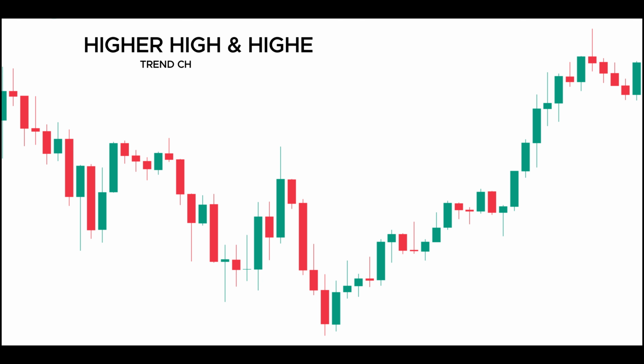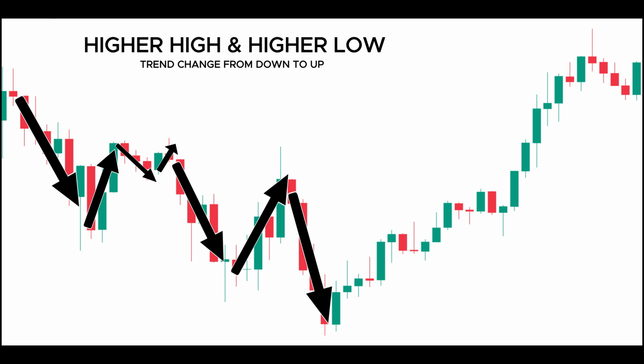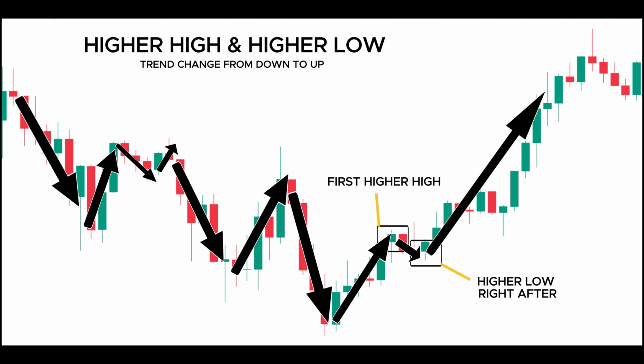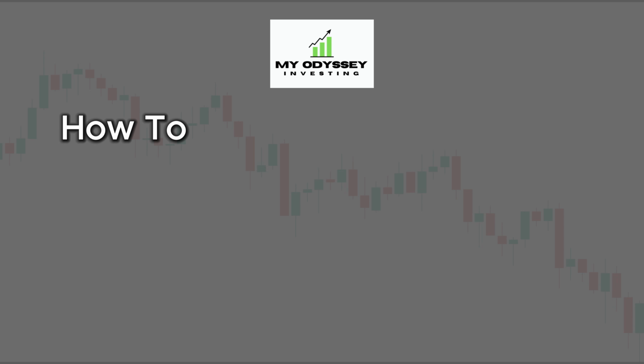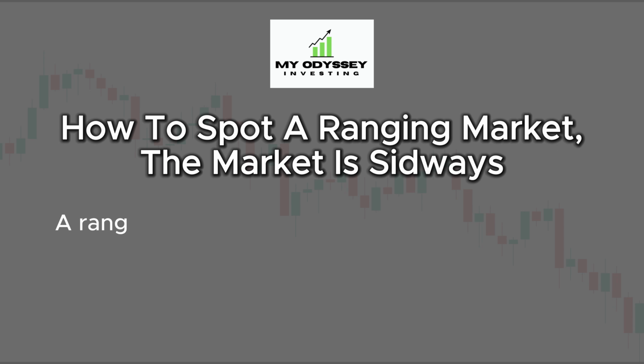You have your moving downtrend through lower highs and lower lows before you have a higher high formed, followed by a higher low, and right after that, a full trend change breakout when a new higher high is shown. How to spot a ranging market, or a market that's going sideways.